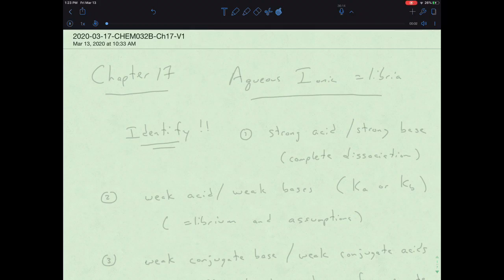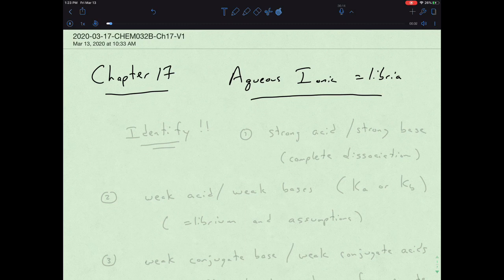So now we're in chapter 17. Right, we finished chapter 16 with acids and bases, and now we're moving on to aqueous ionic equilibria. So somewhat of a new topic, but at the same time, we really are still talking a lot about acids and bases and their conjugates, conjugate bases and conjugate acids.